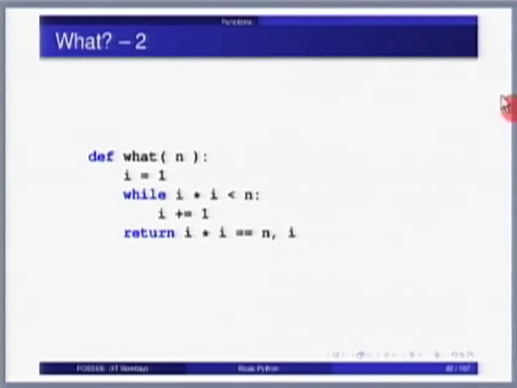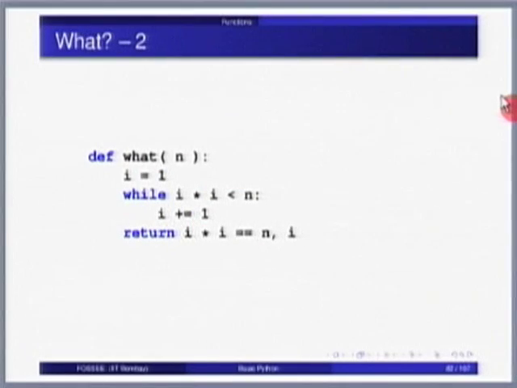So, obviously, this one returns a tuple. It returns a tuple, okay, if the integer has a perfect square root, it returns true and its square root. But if it does not have a perfect square root, what does it return? It returns false because i squared will not be n.